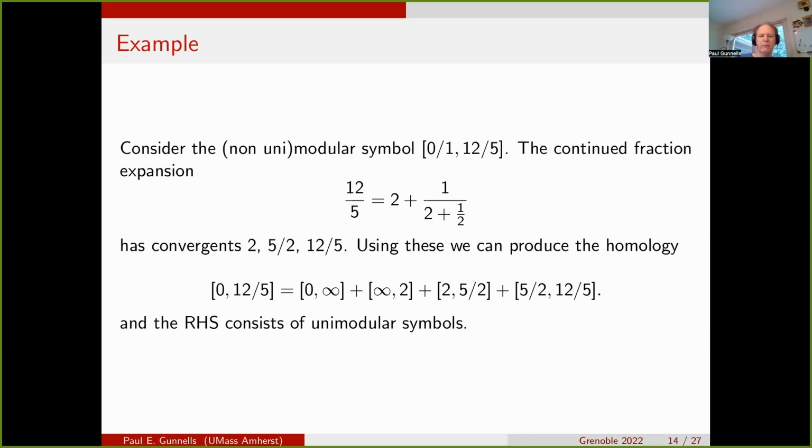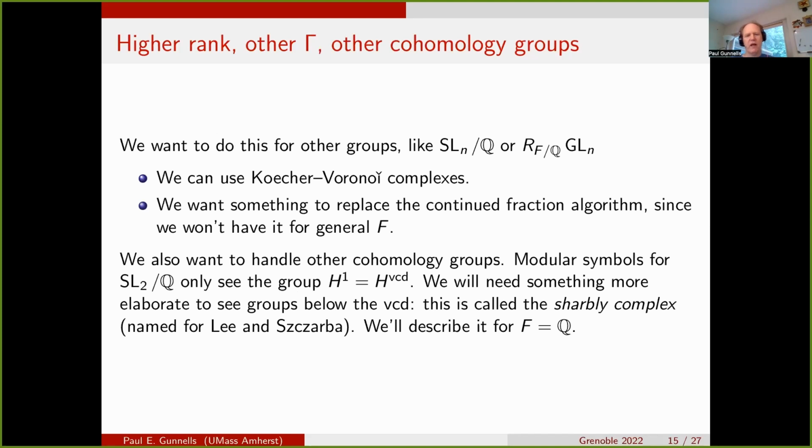Okay, now we want to try to do something for higher rank groups like SLN, or even for these GLNs over these number fields. And we want to use our co-curve Voronoi complexes, and we need something to replace a continued fraction algorithm, because in general, for a general number field, we don't have the same kind of stuff that's lurking behind the continued fraction algorithm to make it work. I mean, it may not be Euclidean, for example. It may have class number bigger than 1.